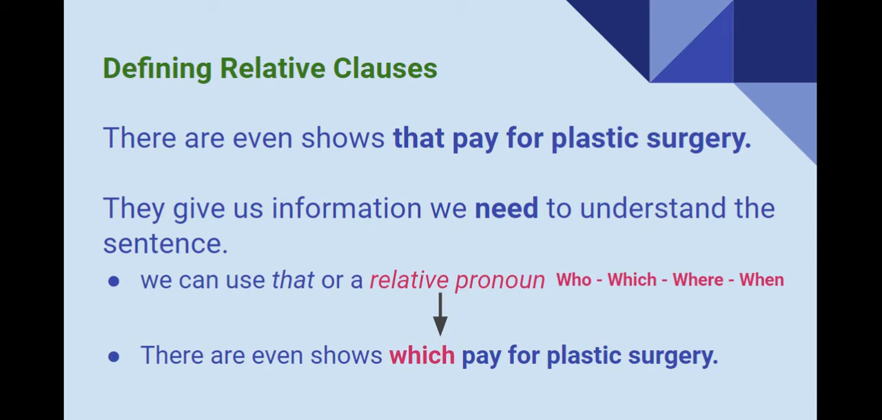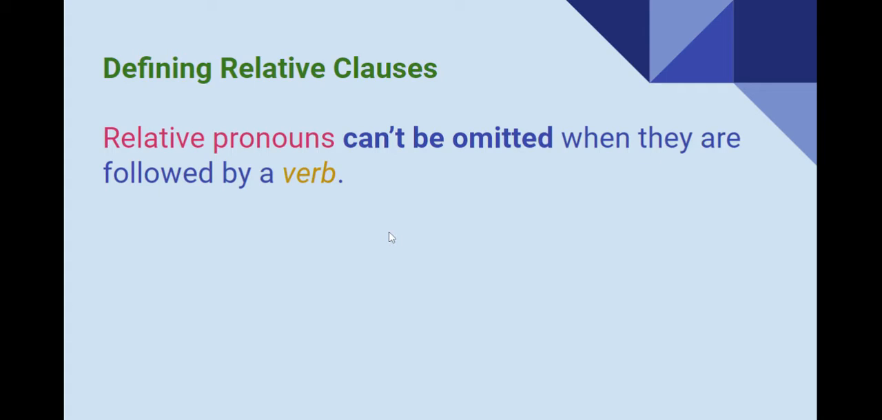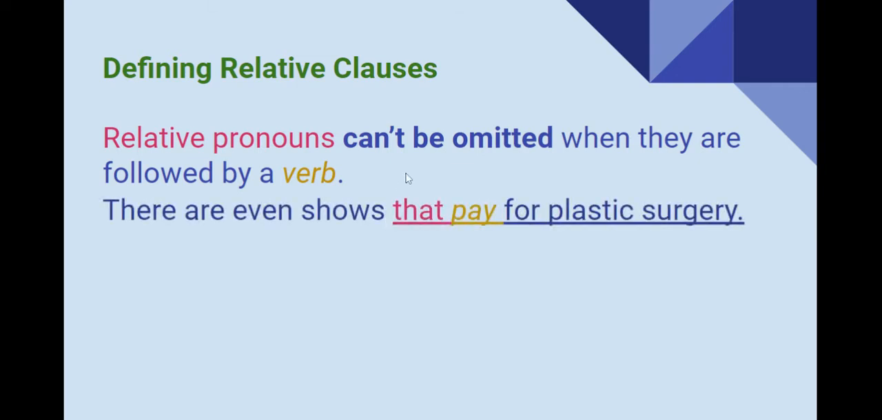A defining relative clause gives us information we need to understand the sentence. And here we can use the pronoun that or a relative pronoun such as who, which, where, or when. In this case, we can replace that with which because we're talking about shows. There are even shows which pay for plastic surgery. Please remember that in defining relative clauses, the pronoun cannot be omitted when it is followed by a verb. For example, there are even shows that pay for plastic surgery. In this case, because we have a verb, pay, we cannot omit it.